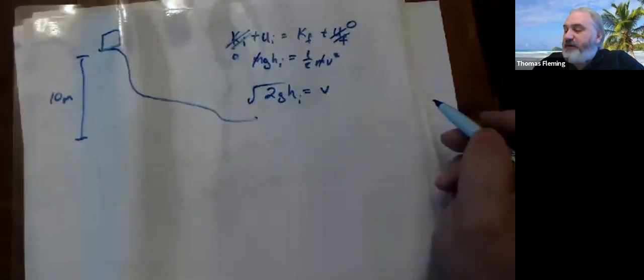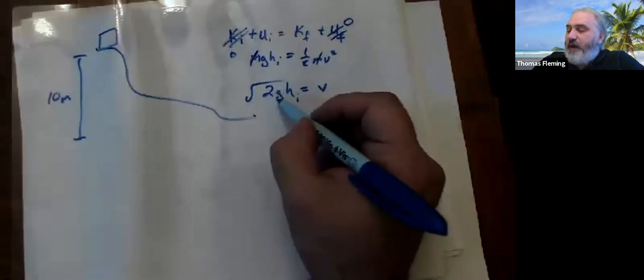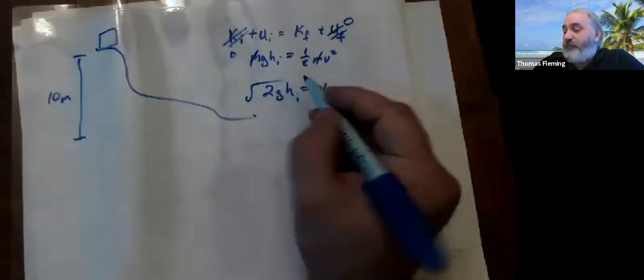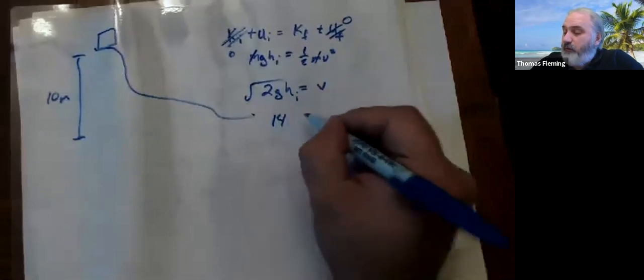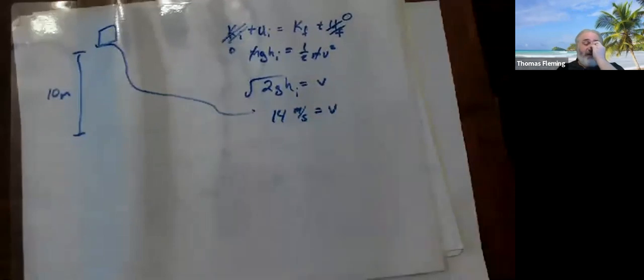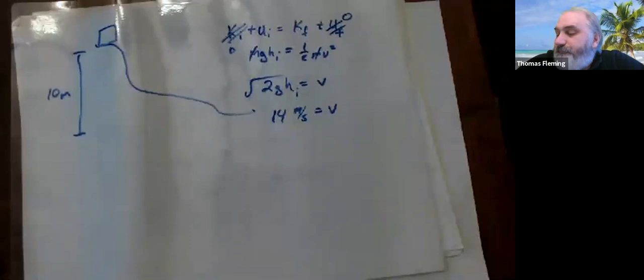And this one's pretty easy to do in your head. 2 times 9.8 is 19.6, times 10 is 196, and 196 is a perfect square. It's traveling 14 meters per second when it gets to the bottom of that hill. Yay! Super easy. Let's make it more complicated.